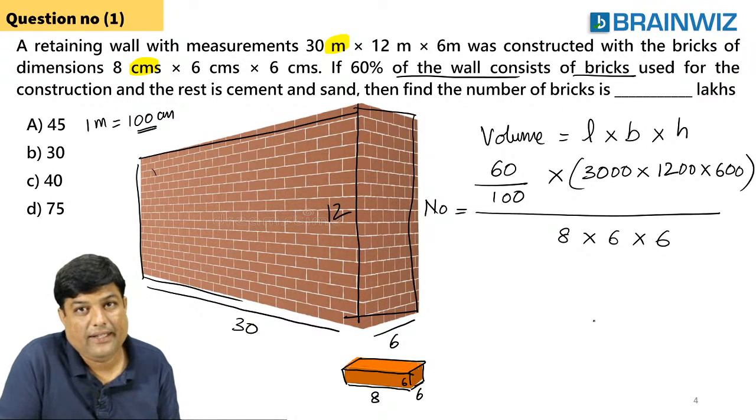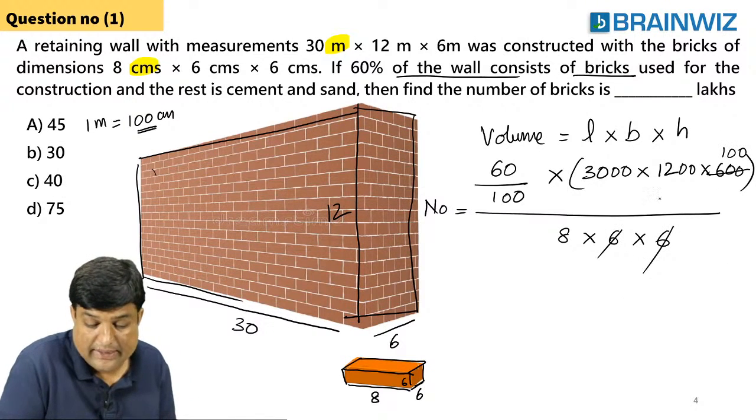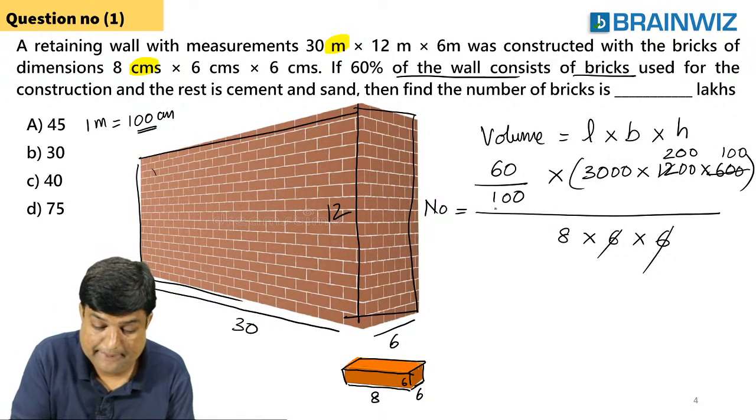Now it's time for dividing. It easily cancels. Now 6 gets cancelled, guys. Here it's 100. Now here 6 ones are 6, 6 twos are 12. So this is 200, guys, and it goes in this thing.